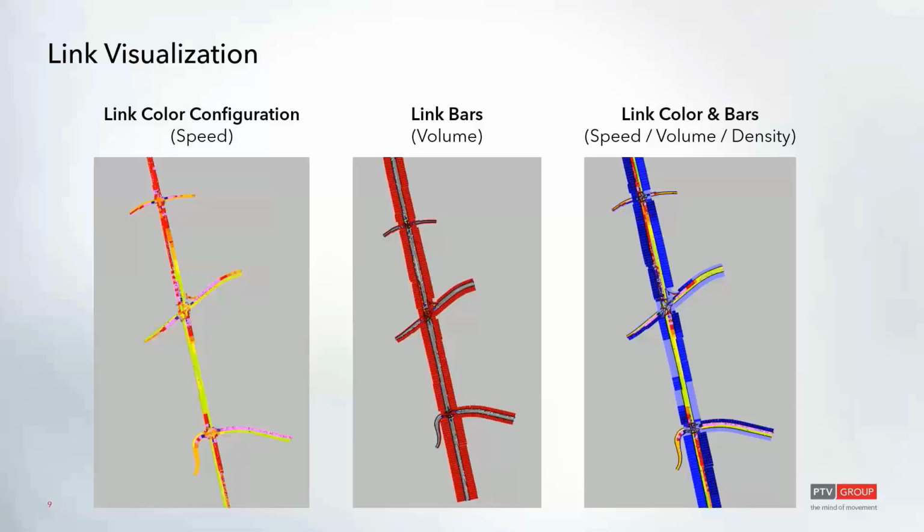So in this case, the links are themselves colored by speed, and then the link bars are also added where the width is varied by volume, and then the link bars themselves are also colored based on density. So we're going to show you how to configure both the coloring options and the link bar options and how those can both be used together.